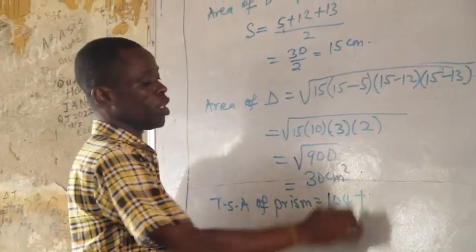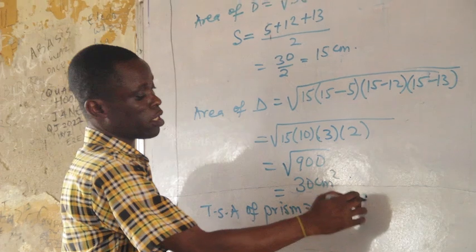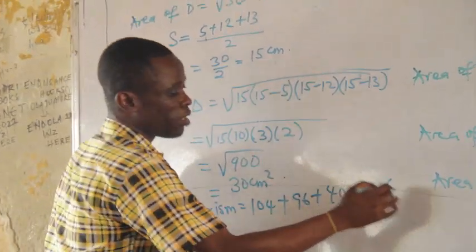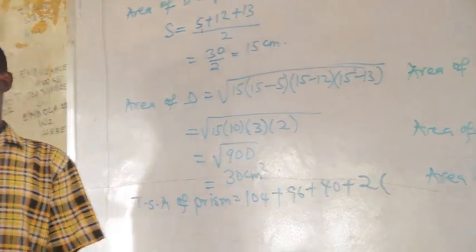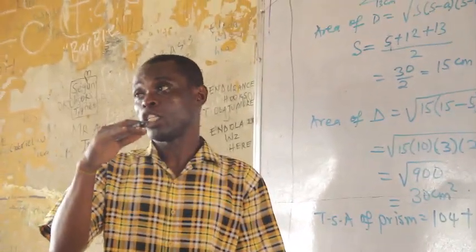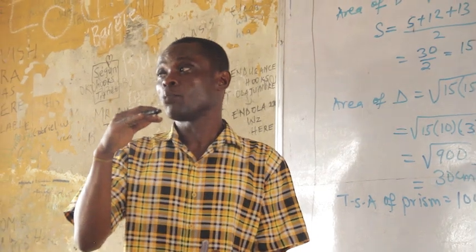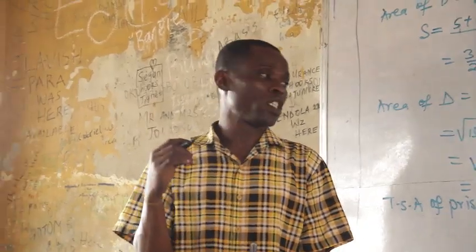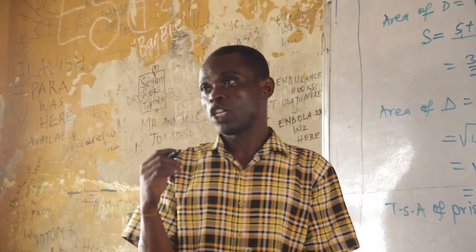104 plus B, 96 plus C, 40 plus D, 2D. Why is it 2D? We have one at the base, then another one at the top. That's why it is called a prism. Are you with me now? Yes. But if it is an open prism, you don't need to multiply that base area by 2.